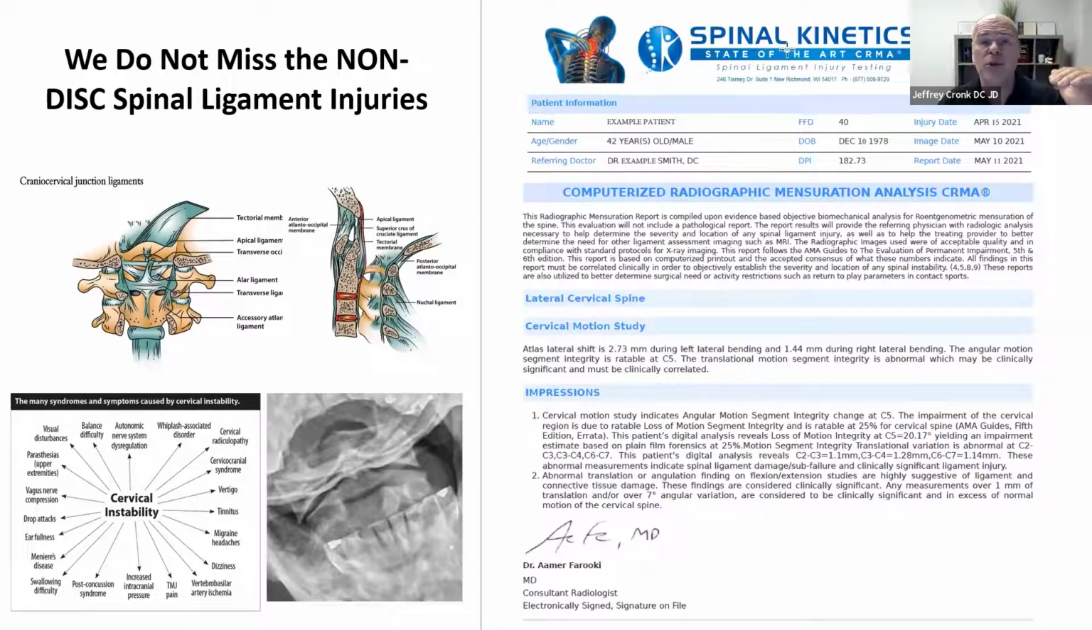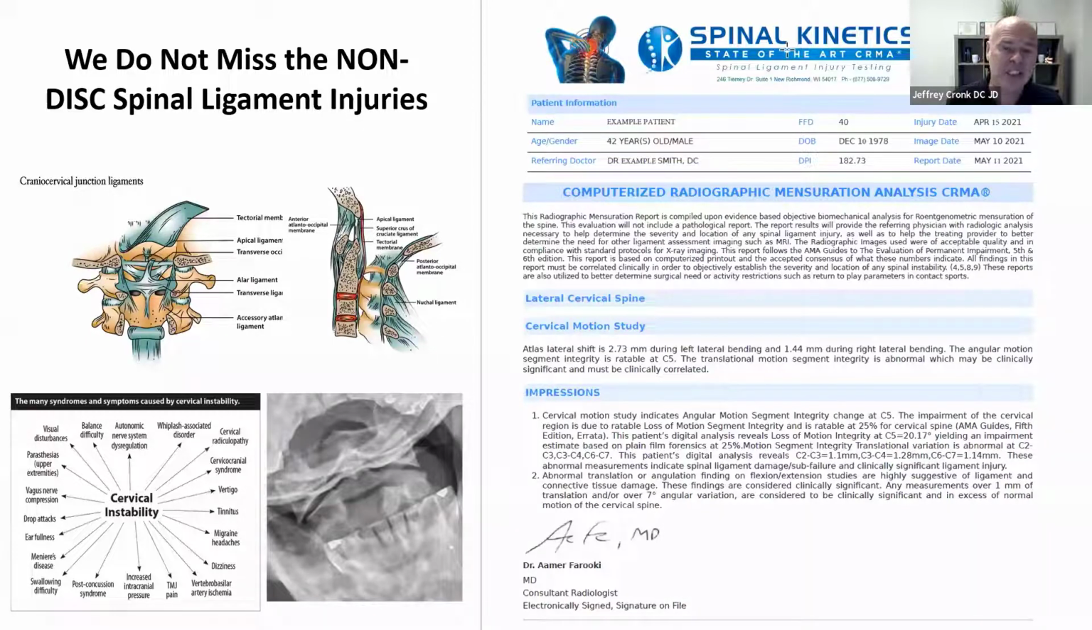So I'm just going to take a really quick look right now. I'm going to go through a report. Now, an excessive motion report, you're going to see Spinal Kinetics has a trademark term called CRMA, Computerized Radiographic Mensuration Analysis. That's our trademark term, so we call it CRMA. When you get back a disc study of the cervical spine, it doesn't matter if it came from Allied MRI, ABC MRI, Yorktown MRI, you could get an MRI report on a cervical spine from any MRI center. And if you understood what you were looking at in an MRI report, it wouldn't matter which center delivered it. Excessive motion testing is really no different.